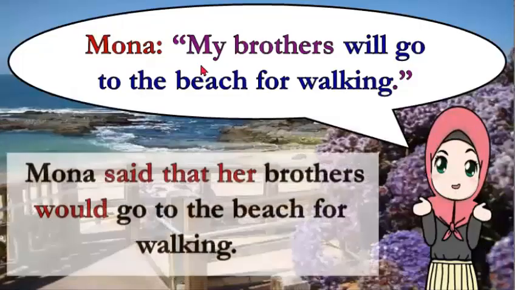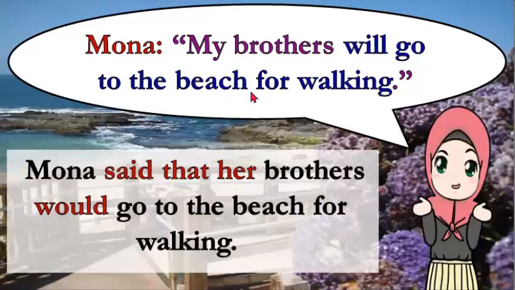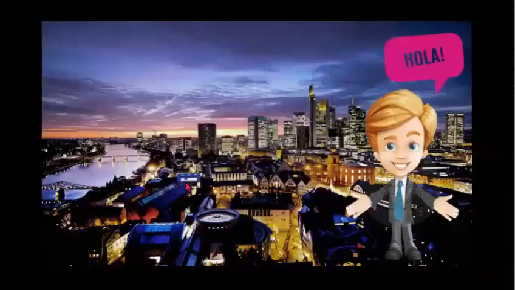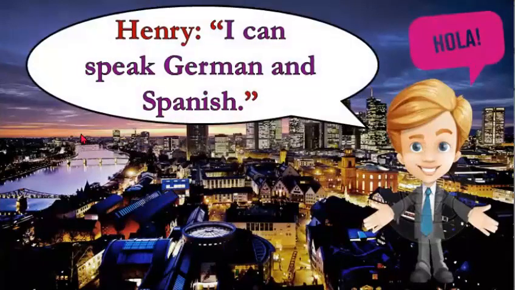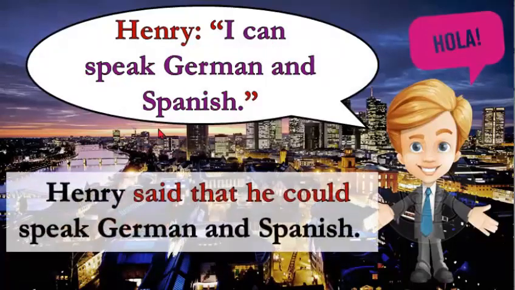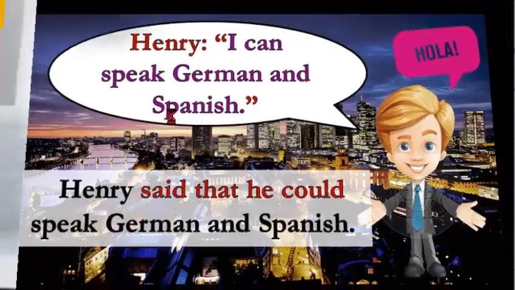Next. Muna: my brothers will go to the beach for walking. When we report this sentence, it becomes Muna said that her brothers, Muna is a girl, so I say her brothers would go to the beach for walking. And this is another one. Henry: I can speak German and Spanish. In reported speech, it becomes Henry said that he could, not can, speak German and Spanish.